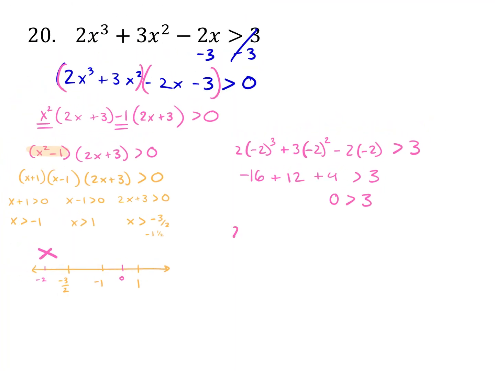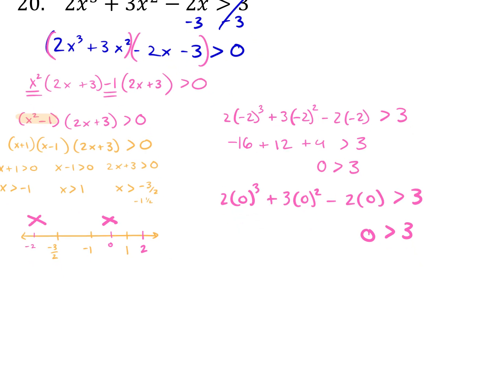So let's plug in 0. 2 times 0 cubed plus 3 times 0 squared minus 2 times 0 is greater than 3. So when we multiply everything by 0, we end up with 0 is greater than 3. Is that true? No. So we're not going to shade there. So like I said, we're going to alternate. It always has that alternating pattern. Let's just double check our work. Let's plug in something greater than 1, so 2 would be perfect.